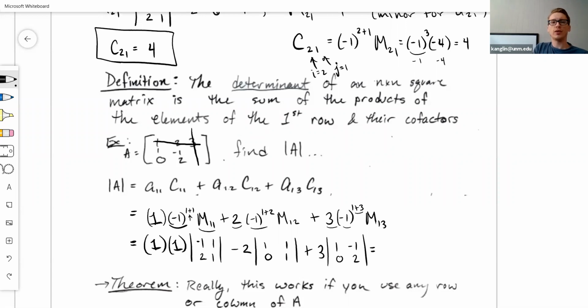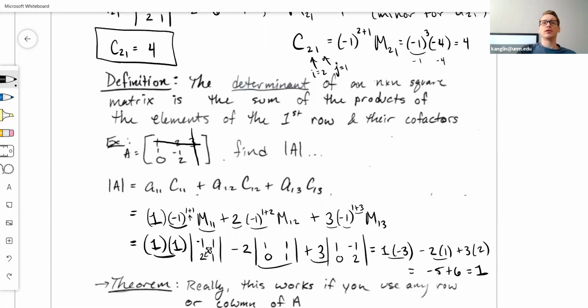So let's put all this together. 1 times, this determinant is -1 minus 2. Minus 2 times 1 minus 0, plus 3 times, computing this last determinant, I get 2. So add it all up. -3 minus 2 plus 6 is 1. The determinant of this 3 by 3 matrix up here is 1.